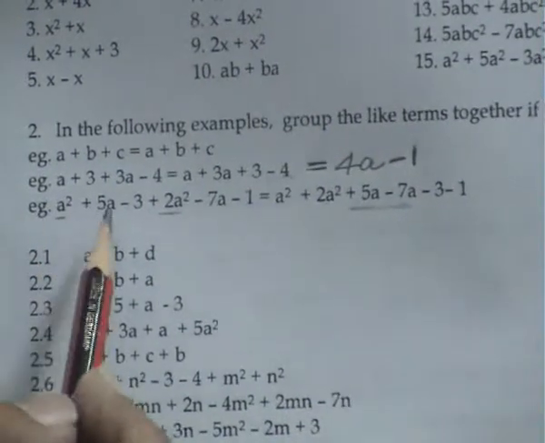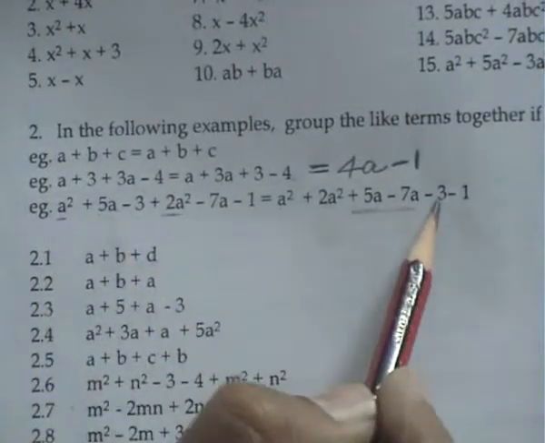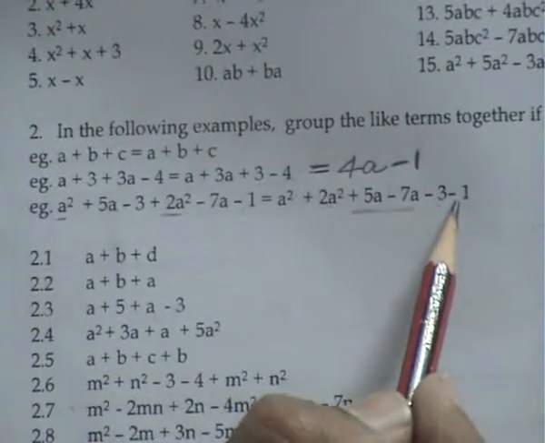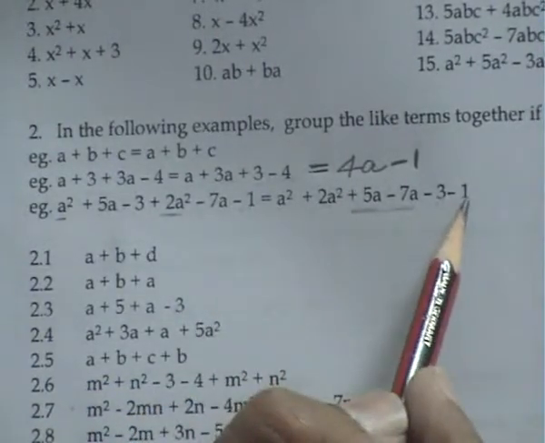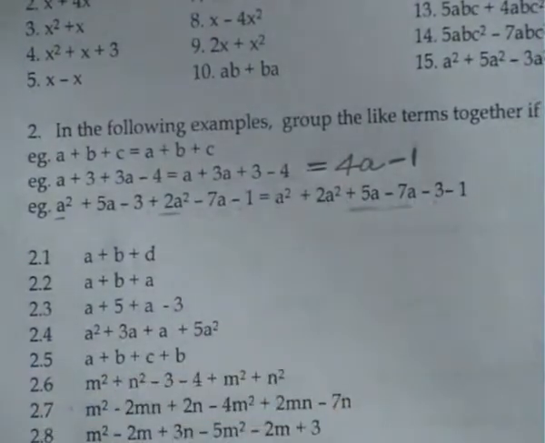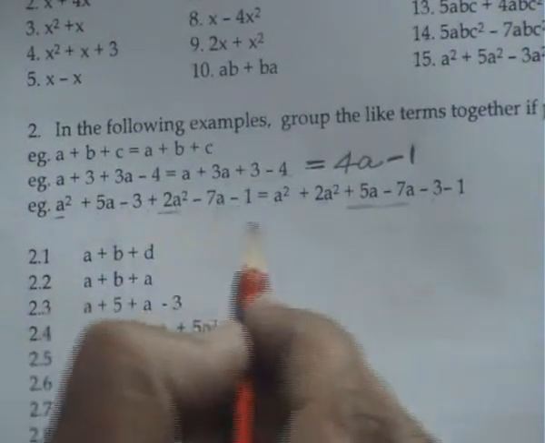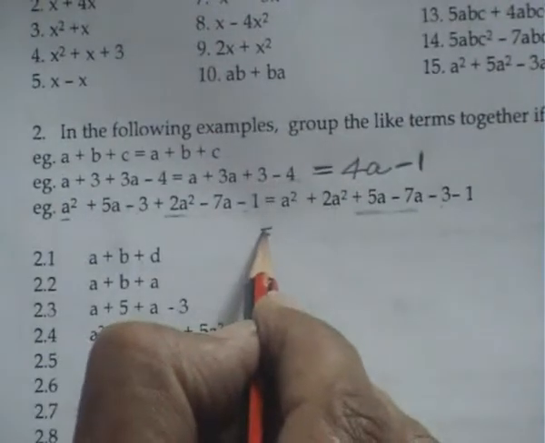Okay, then what's left? I'm left with minus 3 here. I've written it there. And I'm left with minus 1 here. I've written it there. So what we're doing is we're putting all the like terms together next to one another so that we can add them up easily. Now we can add them up very easily.